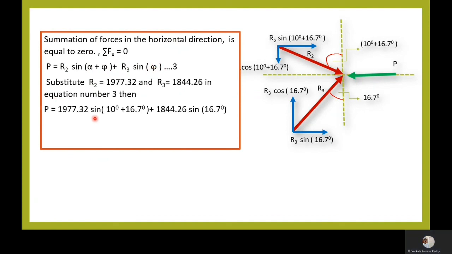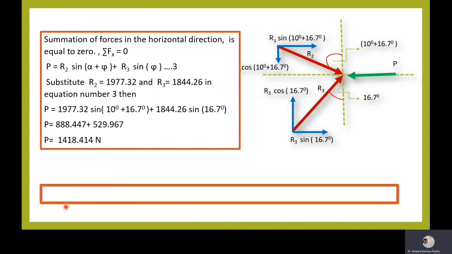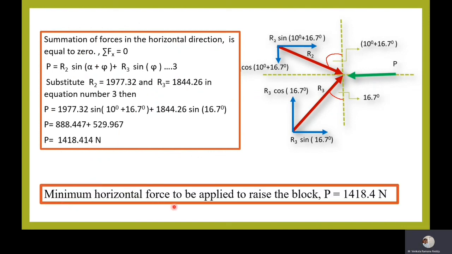Then P is equal to 1977.32 sin 26.7 degrees plus 1844.26 sin 16.7 degrees. So P value is equal to 1418.414 newtons. Minimum horizontal force to be applied to raise the block, P, is equal to 1418.4 newtons.